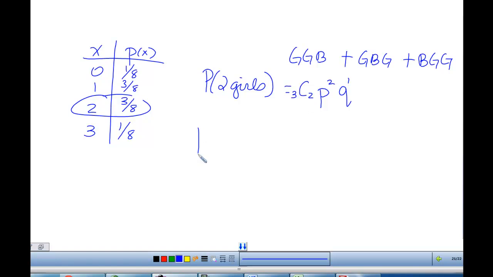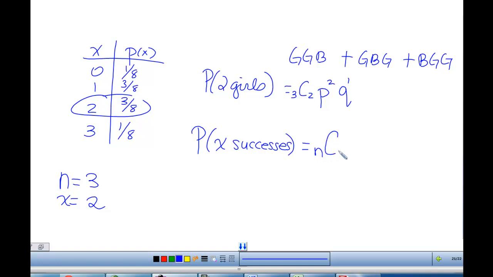Okay, the formula for the probability for X successes is, in this case, well, let's back up for a second. N for us is what? Three, right? We're looking at 3 trials, so N is 3. Right now, we're interested in X being what? 2. Okay, and then I'm not going to put the P's and Q's in right now. The formula looks like N choose X, right? We had 3 choose X.